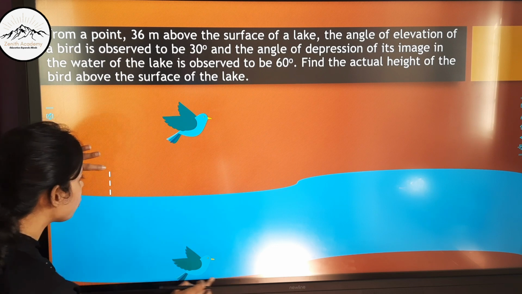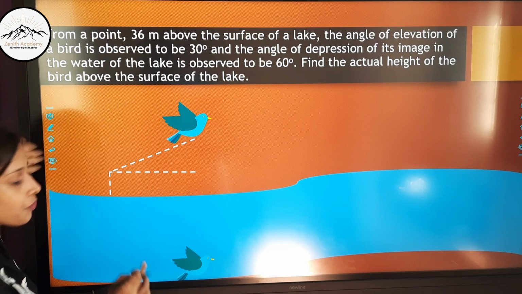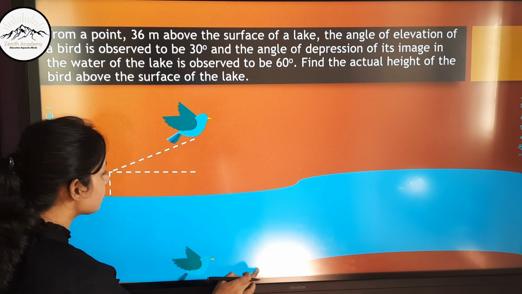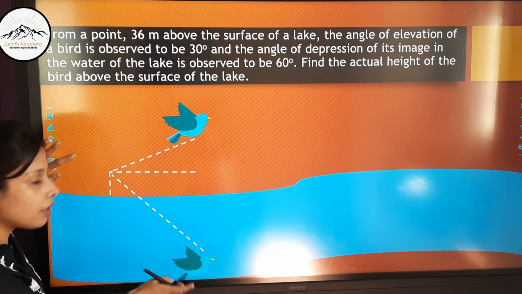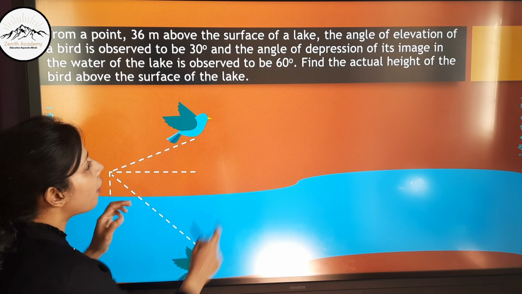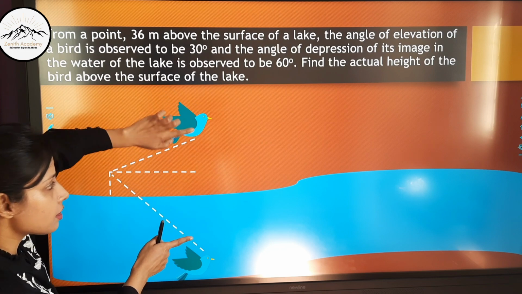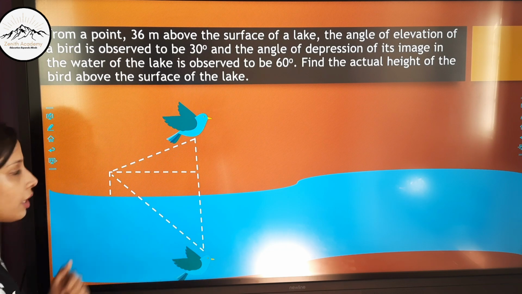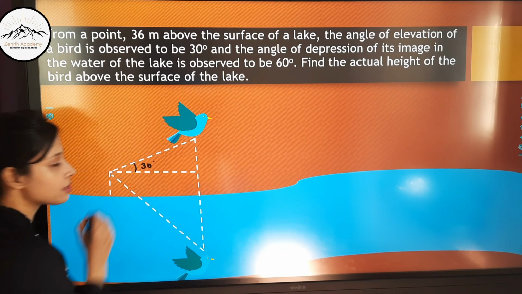So first we'll draw the horizontal line and then the angle of elevation. So this angle of elevation is given to us as 30 degrees and the same way the angle of depression of that image forming here is equal to 60 degrees. We need to find this actual height of the bird flying above the lake. This distance we need to find. So first let's join this and form a figure. Now see, angle of elevation is given to us as 30 degrees.